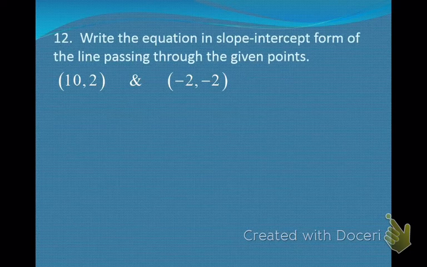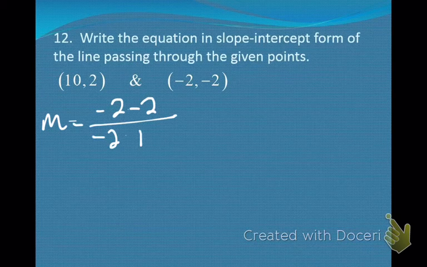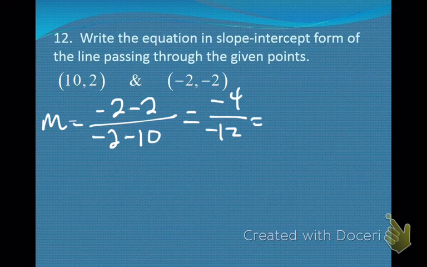Alright, what'd you come up with? Got to have the slope first. So we're going to go negative 2 minus 2 over negative 2 minus 10. This is going to be negative 4 over negative 12, or reduced to 1 over 3. I like my slope being a fraction.